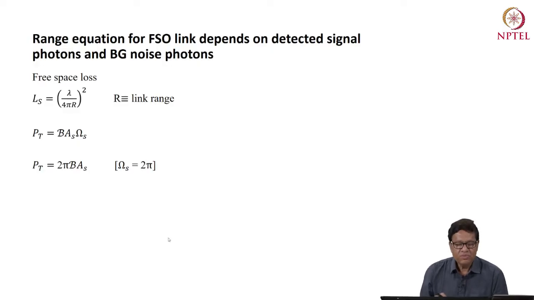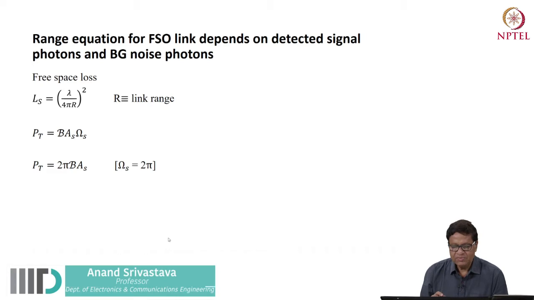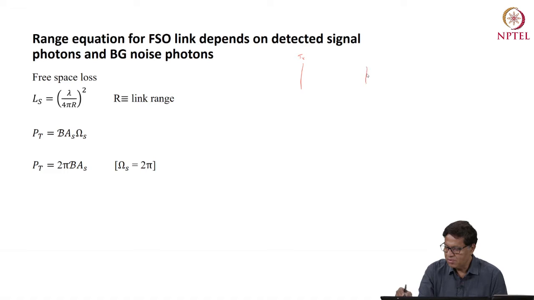Now let us try to calculate the range equation for an FSO link. This is my Tx. So how do I design a system? Suppose I want to design a system for, say, 5 kilometers, and I want to design it for, say, 3 gigabits per second, and my quality of service, or reliability, or probability of error, say, of this order.